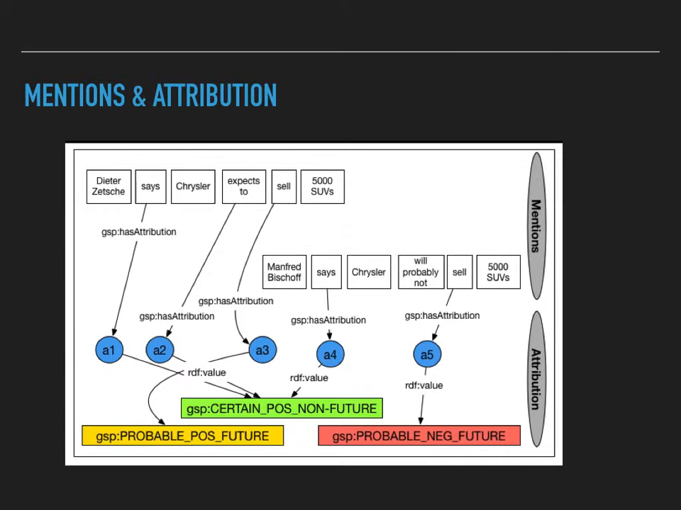We are now looking at the mention and attribution layers. Each event mention is linked to its own attribution identifier. Attribution identifiers are used to indicate the factuality assigned to a specific mention by a source. It can also provide information about the source's sentiment or opinion, if expressions are not neutral. In this case, we see that the example sentences confirm that the expectation and statements have taken place, without expressing any doubt about their occurrence. These attributions have the value certain positive non-future.